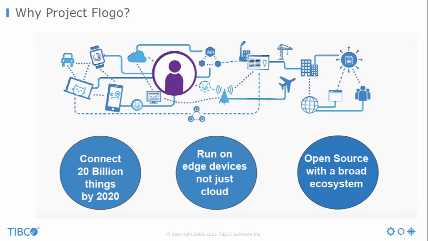Because already in 2020 we will have to connect 20 billion things, and don't even think about 2025 or 2030, then we have to integrate so many more devices. And as I just explained, you have to run on edge devices also. Not everything runs in the cloud or has to communicate with the cloud. That will be way too complex and too expensive. And therefore, this is also open source to become a broad ecosystem for all the different connectivity and integration scenarios where we want to use Flogo.